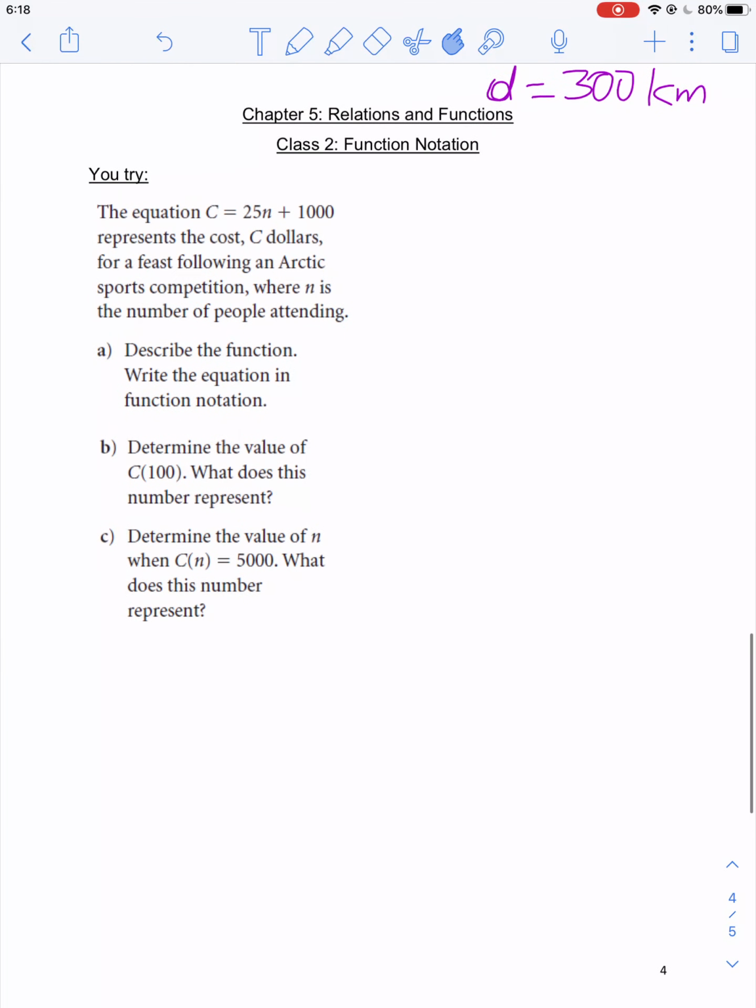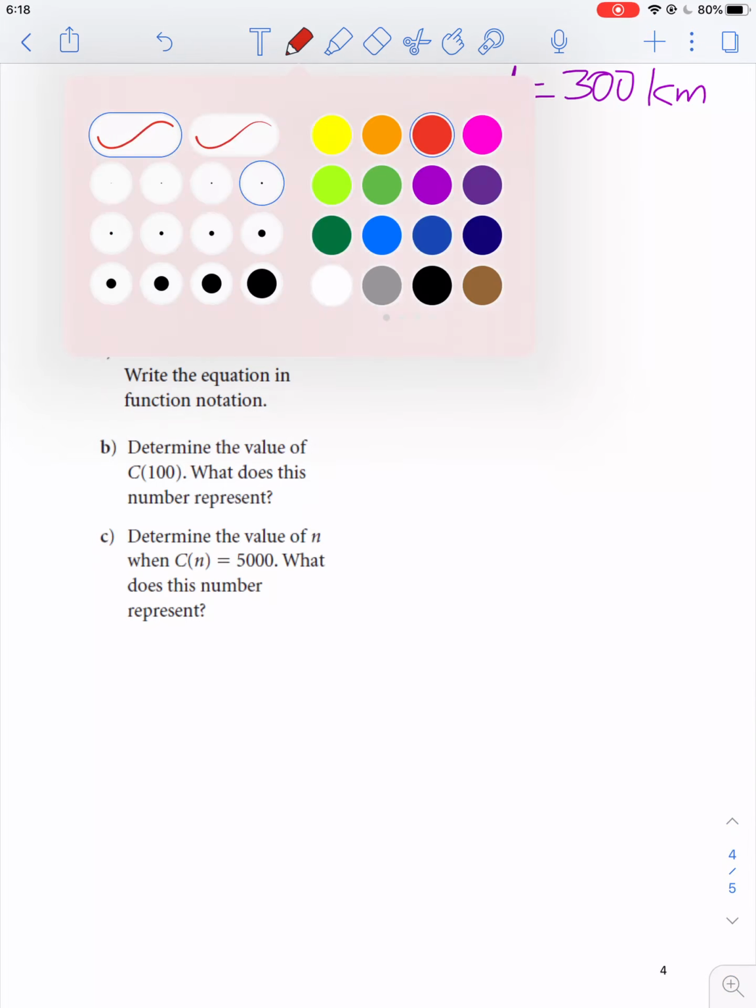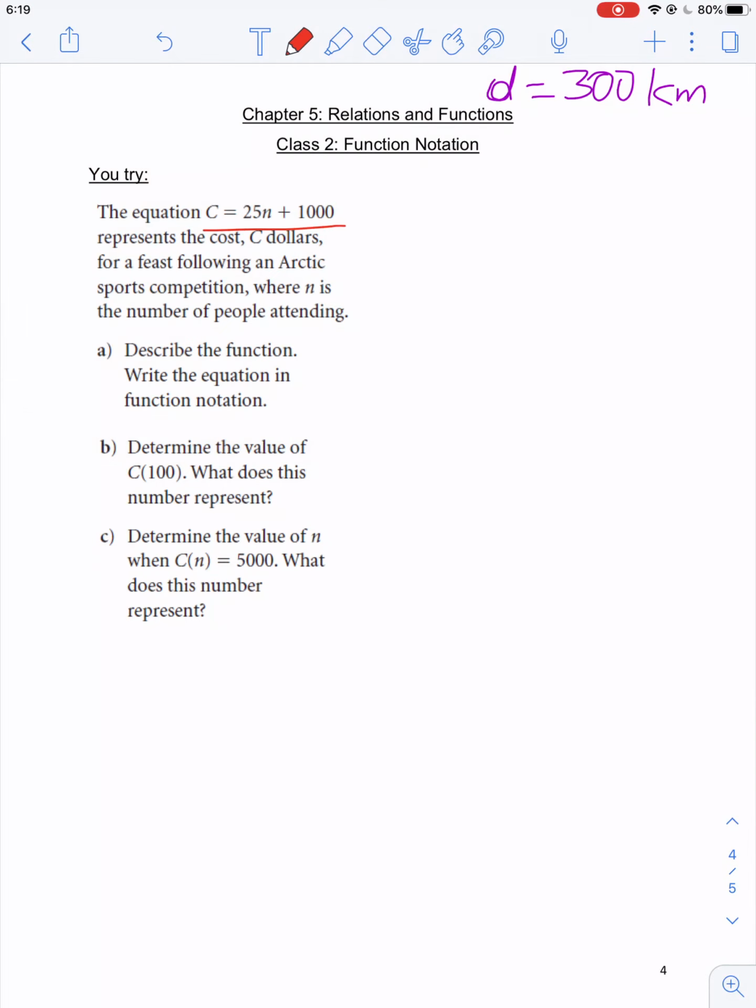So what I want you to do is try solving this problem. Pause the video and do this. I'm obviously going to proceed, but you can pause and then compare your answers. So the equation C equals 25N plus 1,000 represents the cost C in dollars for a feast following an Arctic sports competition, where N is the number of people attending. So describe the function, write the equation in function notation.